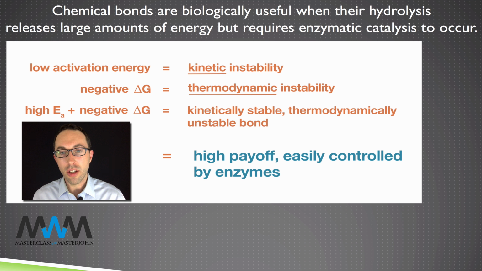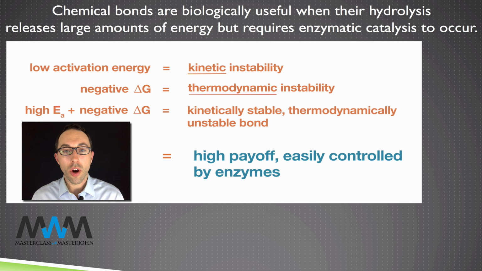In biologically useful chemical bonds, what we want is a high activation energy barrier, but a negative delta G. That makes it kinetically stable and thermodynamically unstable. The kinetic stability means that it's easily controlled by enzymes, and the thermodynamic instability means that there's a high payload to being able to metabolize that bond.